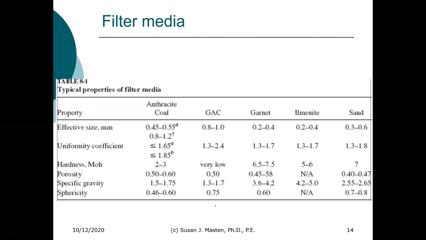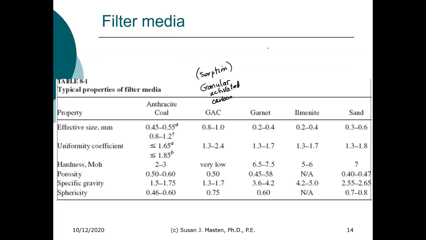This table gives you a sense of the physical properties of the filter media, and it's broken down by the different types of material. So we have anthracite coal, we have GAC, which is granular activated carbon. As I mentioned, this is a sorption process. It's used for sorption, not for physical removal by filtration. Garnet, ilmenite, and sand. Now, there are a number of parameters we use.